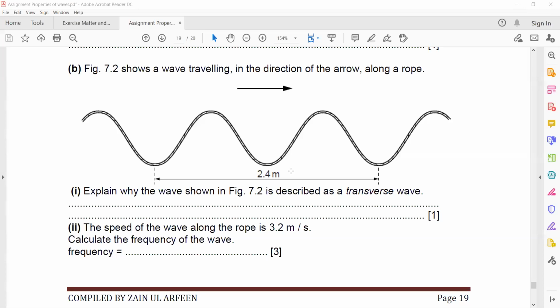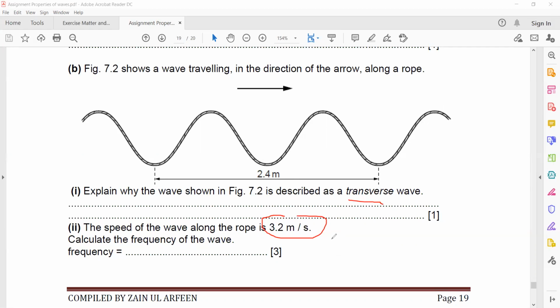Figure 7.1, 7.2 shows a wave traveling in the direction. Explain why the wave shown is described as transverse. So why do we call this wave transverse? You have to write the definition: because the vibration of the particles is perpendicular to the direction of the wave. The speed of the wave is 3.2. Calculate the frequency. You will use this figure to calculate the frequency. What is the frequency here?